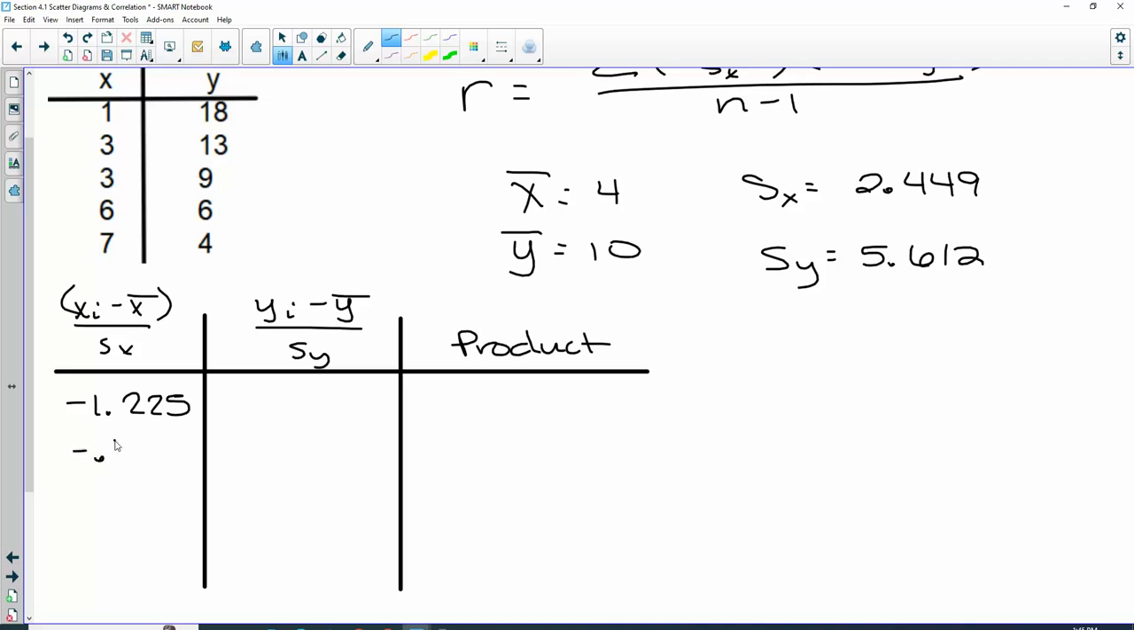So we get negative 0.408. Next x value is also 3. Back and change it to a 6. And then 7.